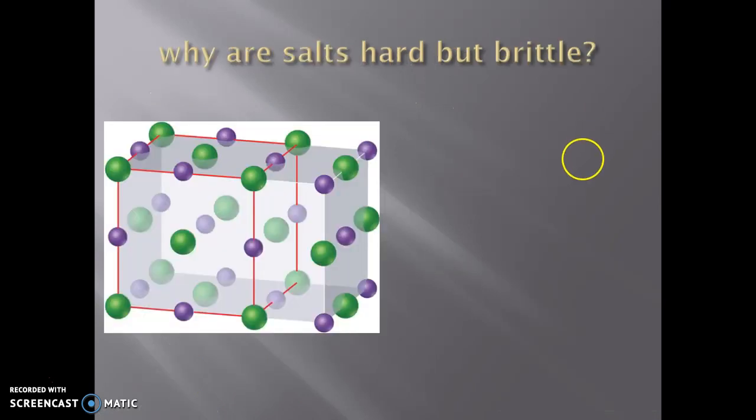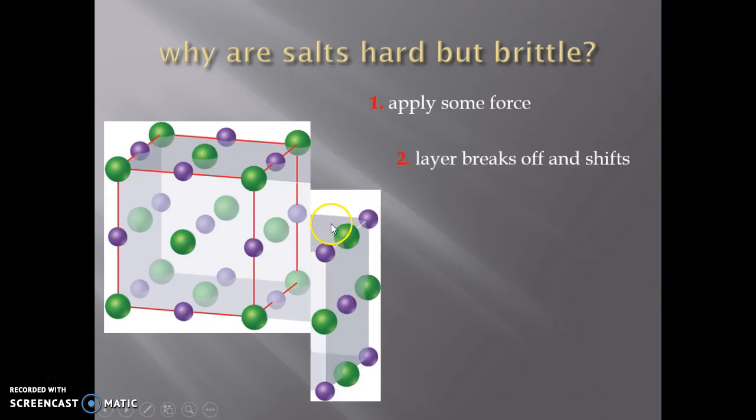All right, so let's talk about why they are hard but brittle. Remember that the crystal is alternating cations and anions. So you've got the negative, in this case chlorine, surrounded on all sides by the positive sodiums, alternating. Okay, but what happens if I apply a force to the crystal?